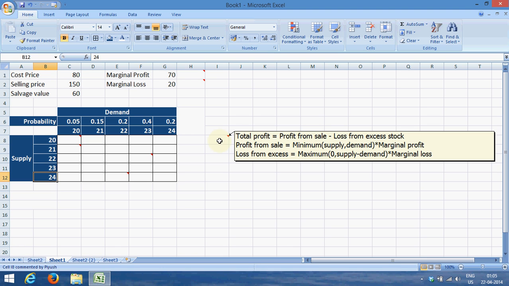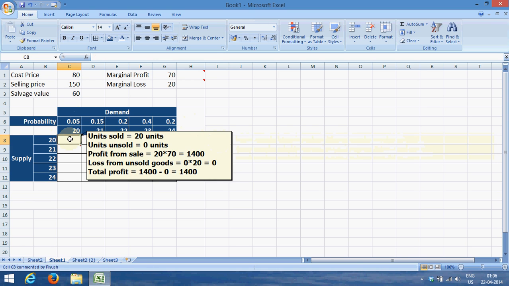So maximum of zero or supply minus demand, multiplied by marginal loss. I'll repeat, if the demand is more, the supply minus demand would be a negative number and we would not have a loss. We would only have a loss if the supply is more. So supply minus demand here would be a positive number and the maximum would be that. And the supply minus demand multiplied by marginal loss would give us the loss from excess.